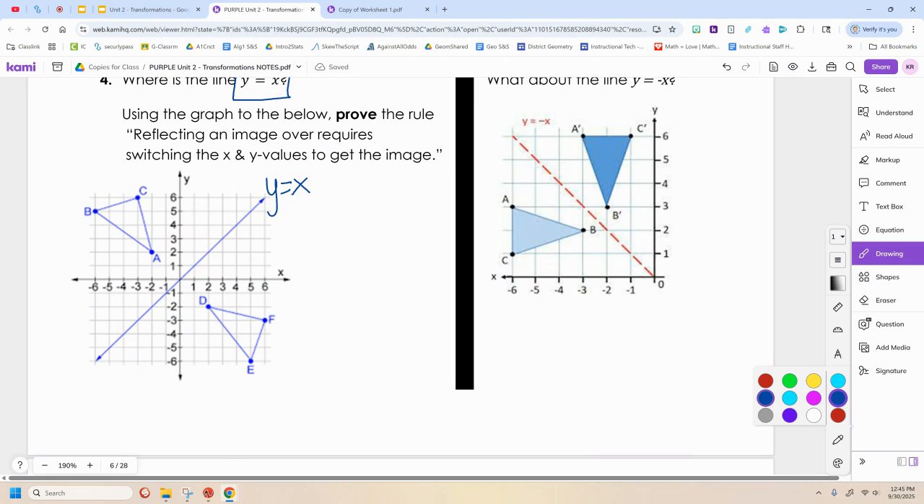Do you see how it goes through 0, 0, 1, 1, 2, 2, 3, 3? That's y is equal to x. That means the slope is 1. Rise 1, run 1. Do you see the stairs? Rise 1, run 1. Okay, so let's analyze.